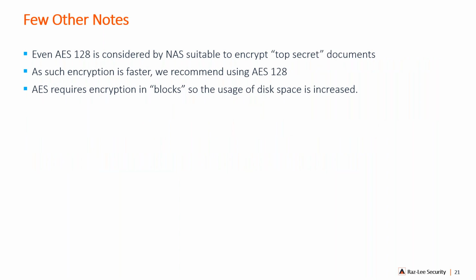Some notes. PCI, the Payment Card Industry DSS, considers AES 128 as suitable to encrypt top secret documents. As such, there is no need to run to a higher level. I assume that they are experts and they know what they say. And this, of course, saves some of the CPU cycles.